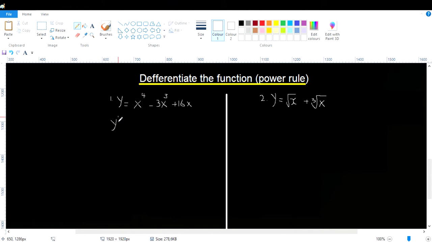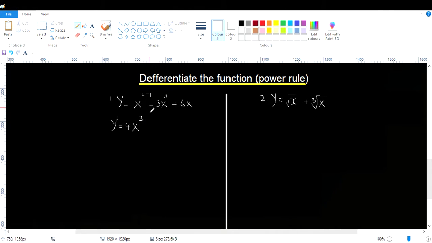I'm going to use this symbol for a derivative. Then here we're going to apply the power rule. Here we have coefficient 1. Then here we're going to multiply 1 times 4. Answer is equal to 4. Then minus 1 is x to the power 3.